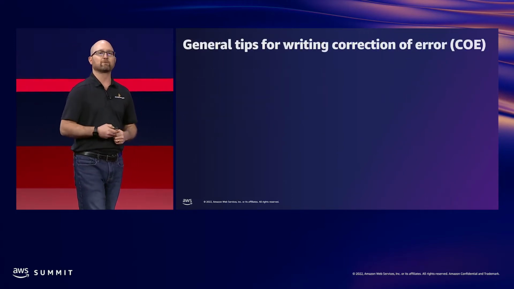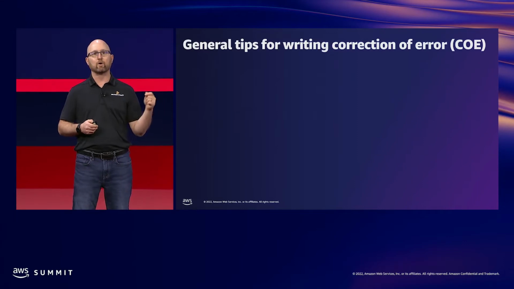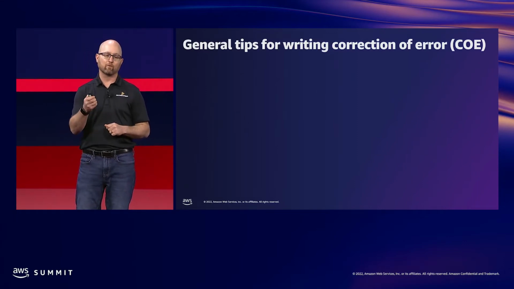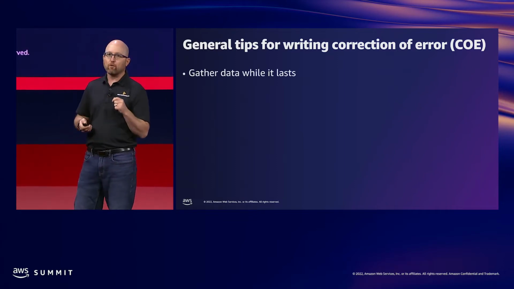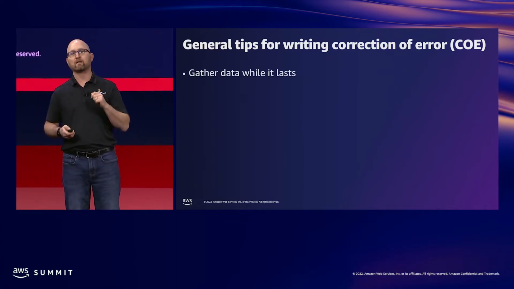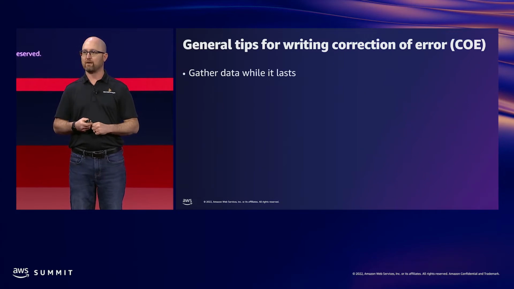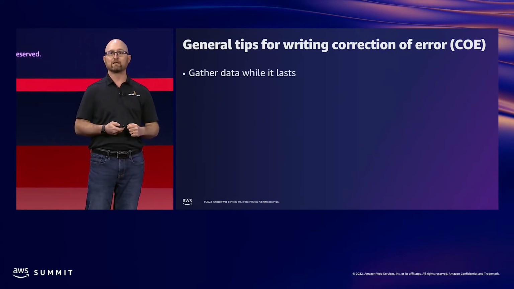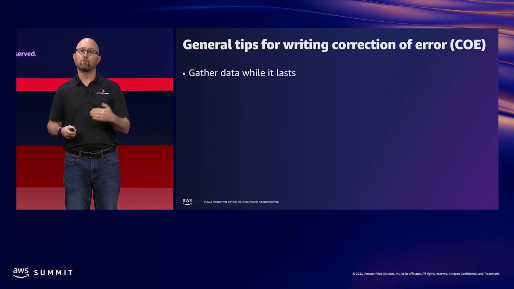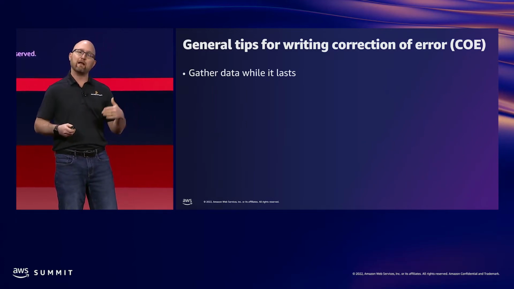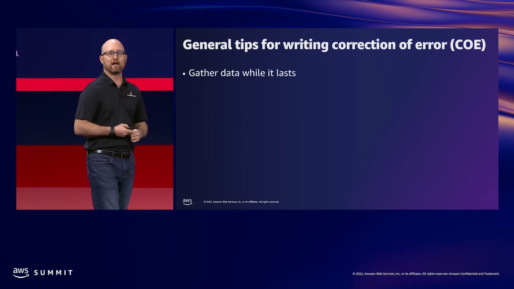So, some general tips for writing a COE. As we're going through our correction of error process and writing it out, there are a couple of things we want to think about. First and foremost, you need to gather your data while it still exists. We don't start the correction of error process until after the event is already over. There's no more customer pain. We've already mitigated. Now we're going back and doing post-mortem analysis.